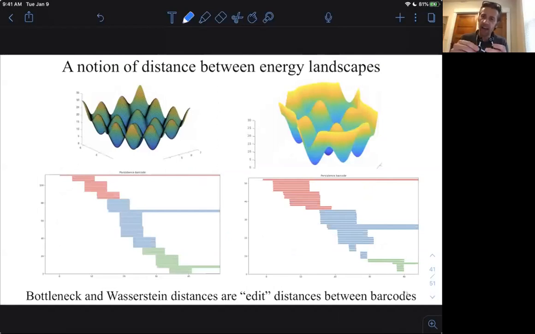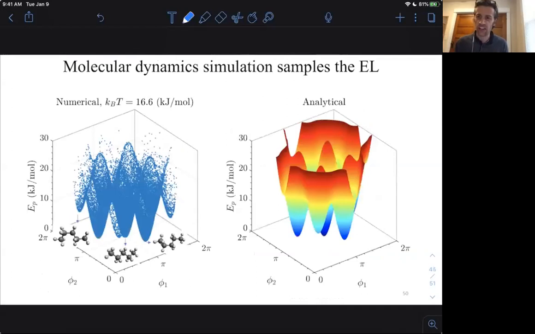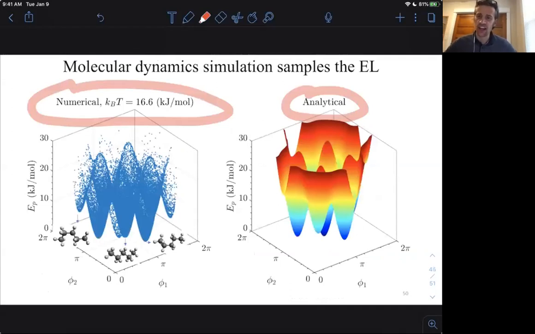Then we're going to add back in that interaction between non-bonded atoms, and then it will no longer be an analytical energy landscape, but it'll be a numerically sampled one. Okay. So some of my colleagues, the chemists, are doing molecular dynamics simulations. On the right, we have the analytical energy landscape, but on the left, this is what you get out of molecular dynamics simulations. You get a bunch of points in the domain and a bunch of associated energy values.